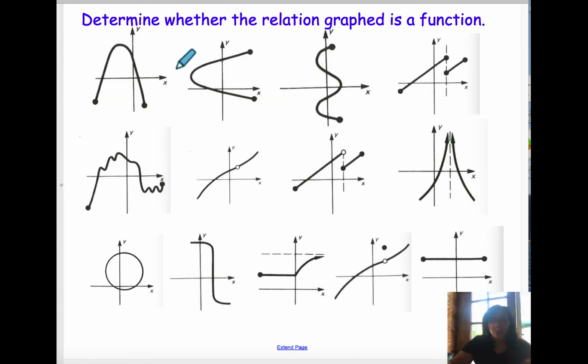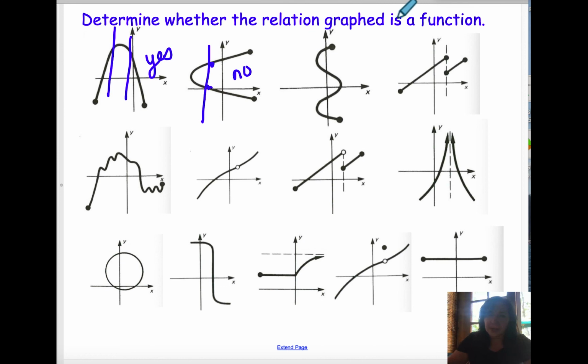Part of the test right here is they're going to ask you to determine whether this relation graphed is a function or not. And remember, it has to pass the straight line test. So that means for every value of x, you can only have one value of y. So we have, this does pass, so this is a yes. Doing my straight line test, that's a no, because I see how I'm intersecting in 2 places. That's not a function.